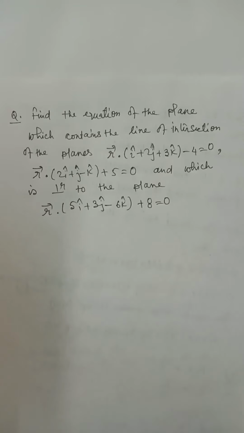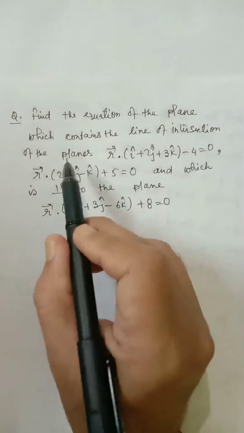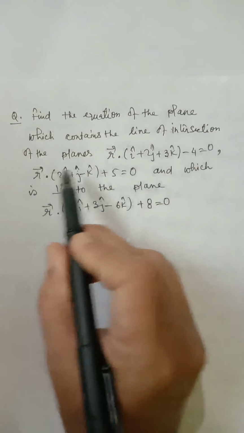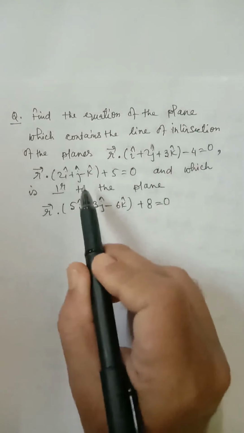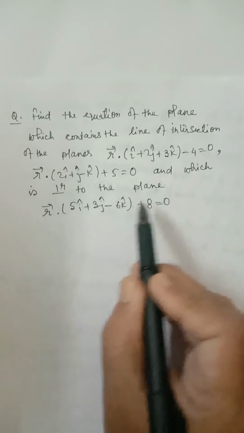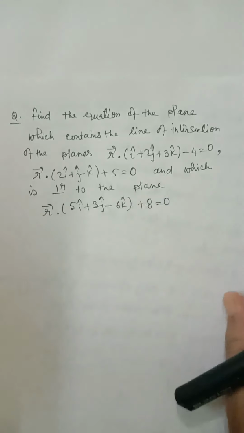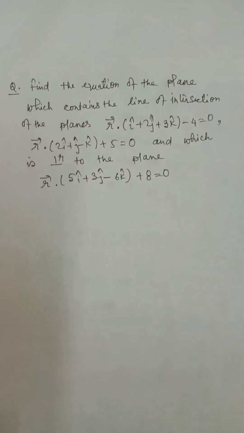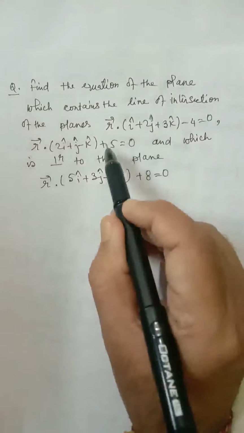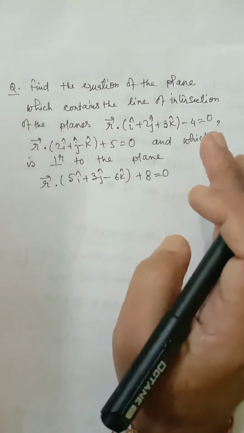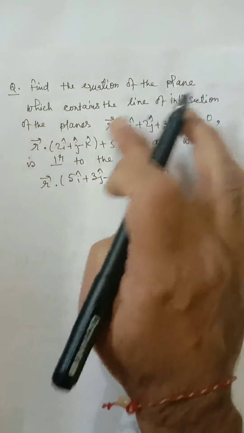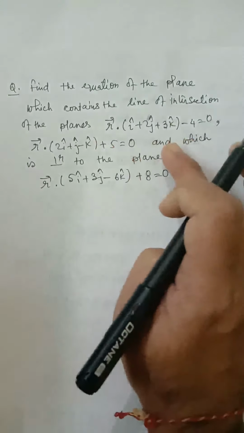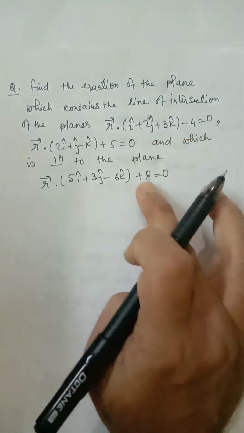Next question is, find the equation of the plane which contains the line of intersection of the given two planes, and which is perpendicular to the third plane. The required plane contains the line of intersection of the first two planes, or we can say the required plane passes through the line of intersection of these two planes and is perpendicular to this plane.